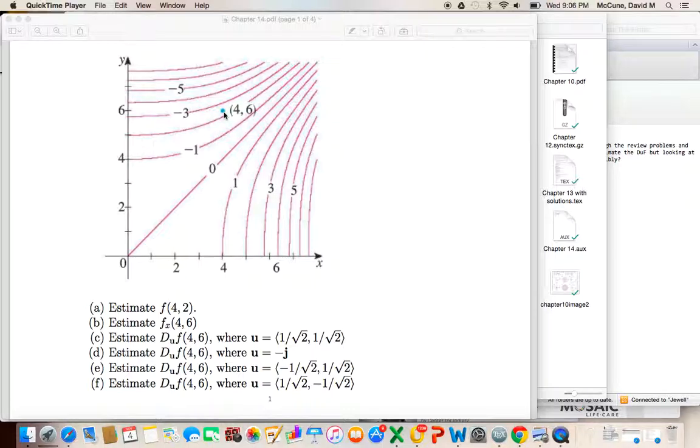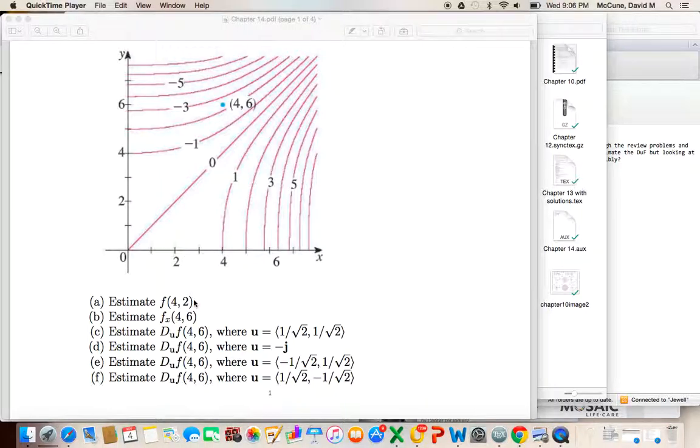So let's start with, well, since you're not here, I can't ask you, but let's start with part A, f of 4, 2. So what that means is if you're thinking of f as, let's just say f is height above sea level in feet or something. So if you're at location 4, 2, you're about right there.